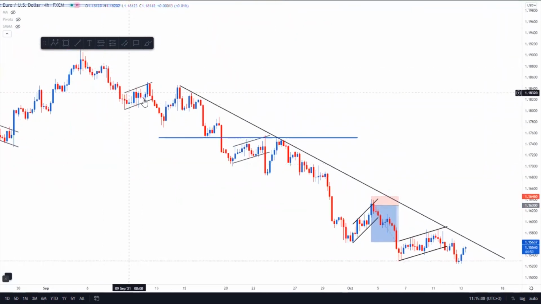Look at this: impulse, correction, short; impulse, correction, short; impulse, correction, short; impulse, correction, short. You want to look at shorts. So the narrative is the dollar strength. You want to be having dollar buys. Okay, you're buying the dollar, selling the euro.